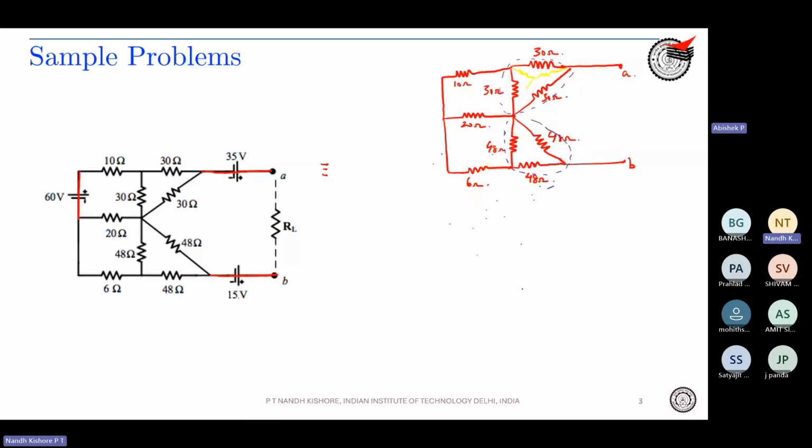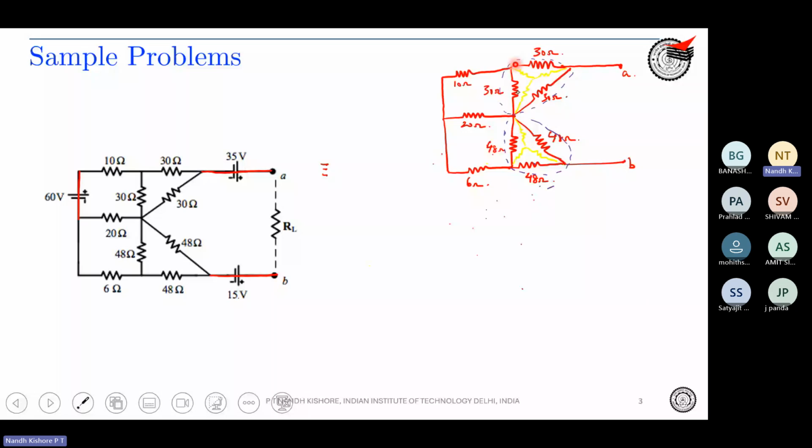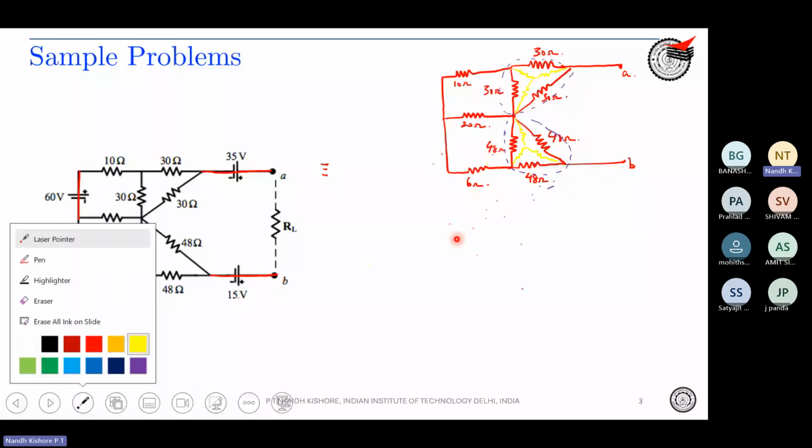So what will be the equivalent star inside it? For instance, if I take this particular resistor, the resistor value will be the multiplication of the resistors that are surrounding it. That is this resistor into this, that is 30 into 30 divided by 30 plus 30 plus 30. The same goes for this resistor as well. Over here, you just see the resistors that are enclosing it. So 30 into 30 divided by 30 plus 30 plus 30 and so on. That is how you solve this problem.